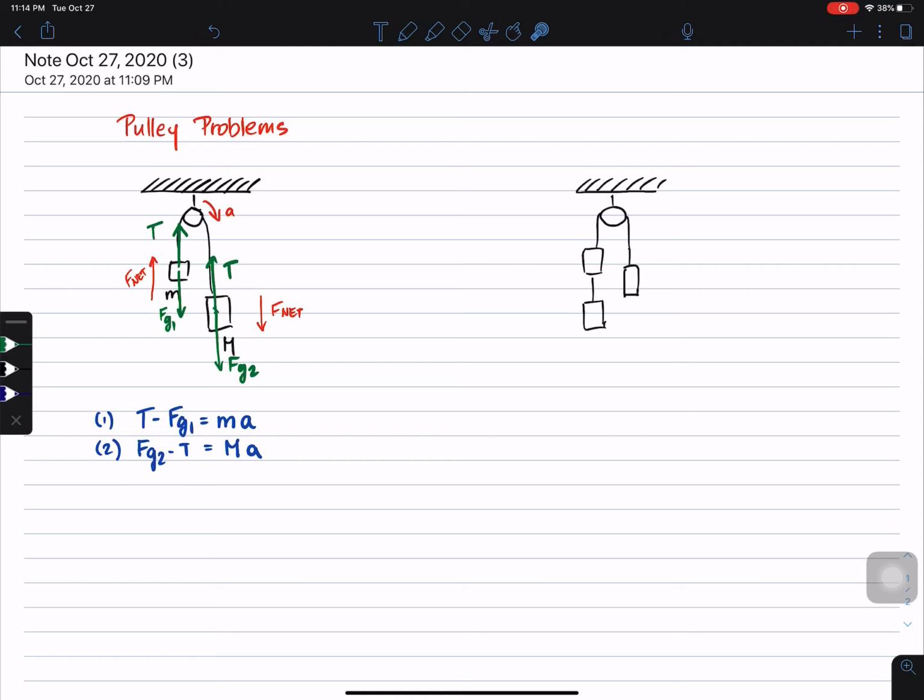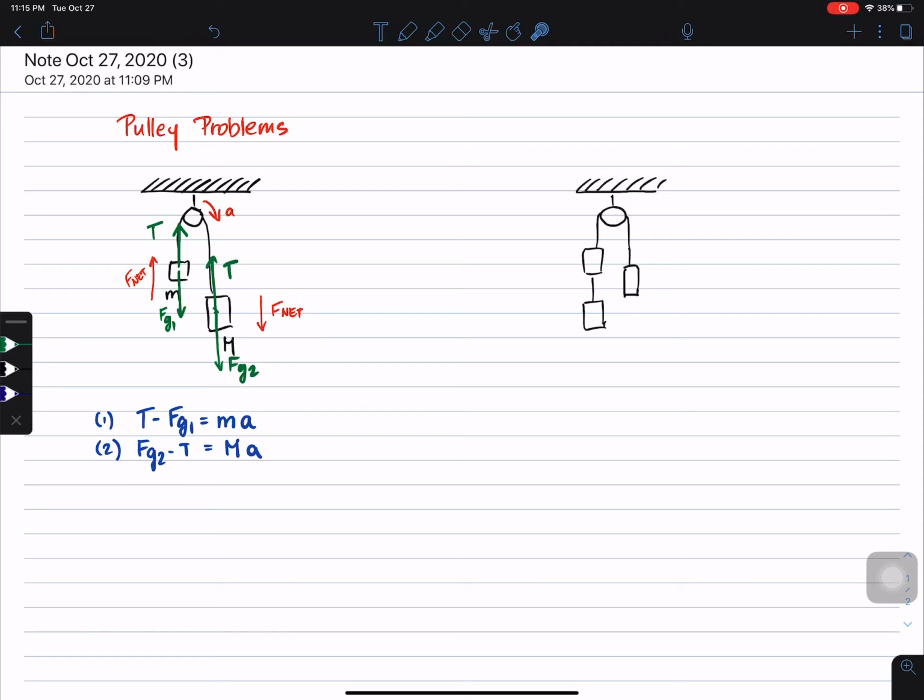And depending on the situation, you could be asked to calculate acceleration, you could be told what the acceleration is, and maybe you would be calculating the tension or the mass of one object. So essentially, you could get any variation of this problem. But this is essentially how you set up the equation.